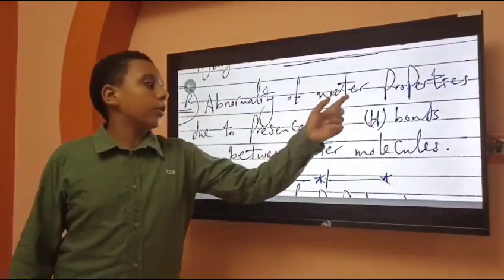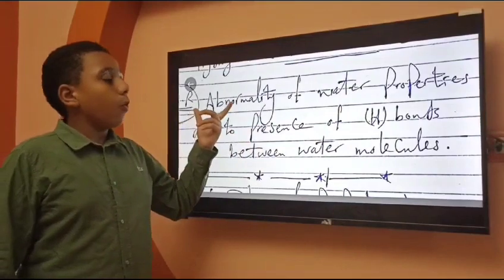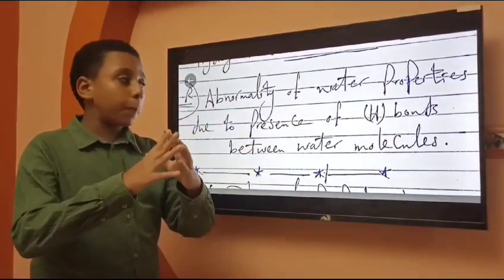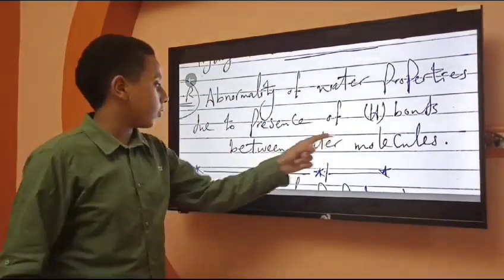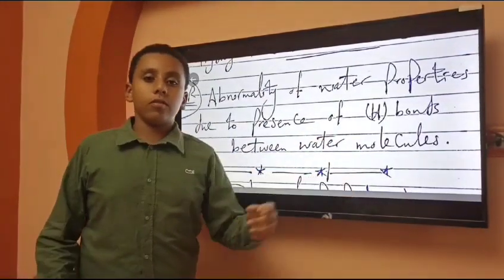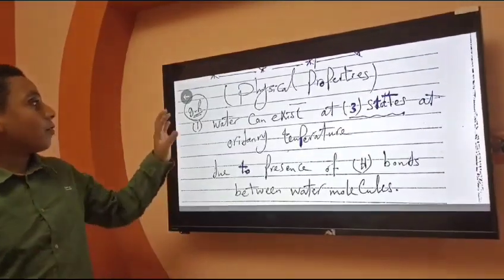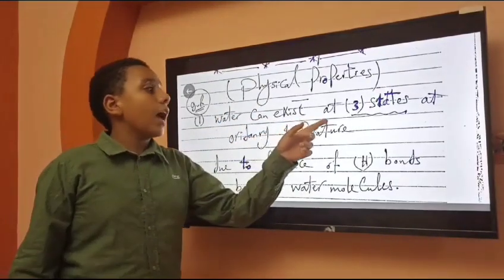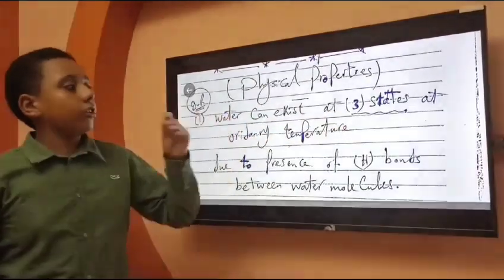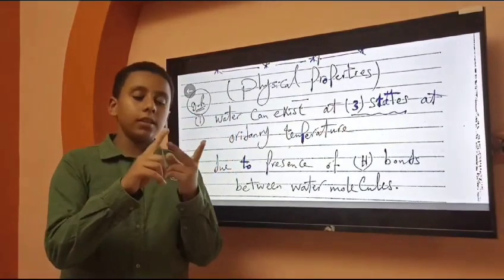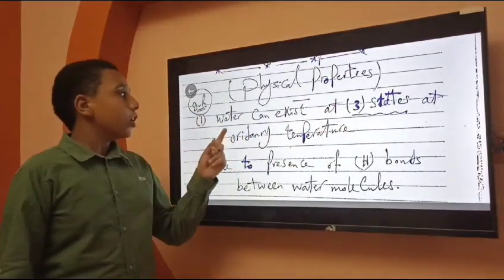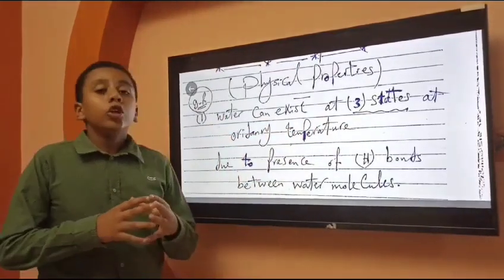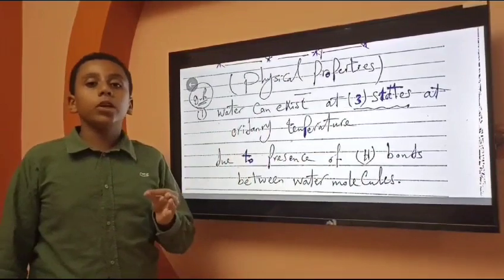Abnormality of water properties. Give reason. Why the abnormality of water properties? Due to the presence of hydrogen bonds between water molecules. We have four physical properties. Number one, water can exist in three states at ordinary temperature. What are the three states? Solid, liquid, gas. Give reason: why can water exist in three states at ordinary temperature? Due to the presence of hydrogen bonds between water molecules.